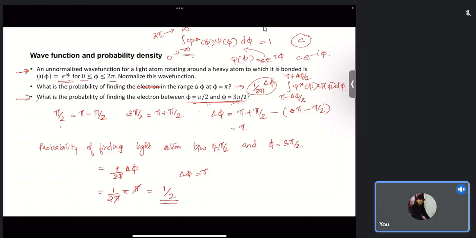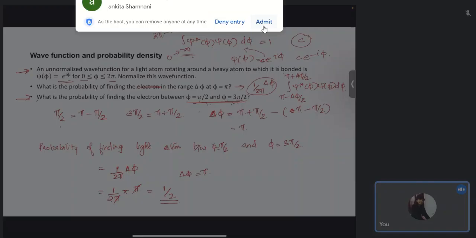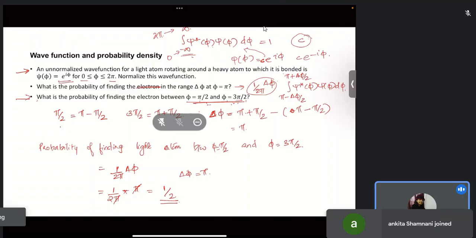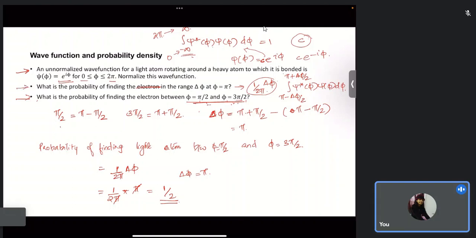So for that, we have found out what is the delta phi, the difference between the two edges of the range. The delta phi is going to be pi, and once we substitute delta phi as pi in the equation that we have gotten from the second part of the problem, we have calculated that the probability of finding the light atom between phi equal to pi by 2 and phi equal to 3 pi by 2 is 1 by 2.